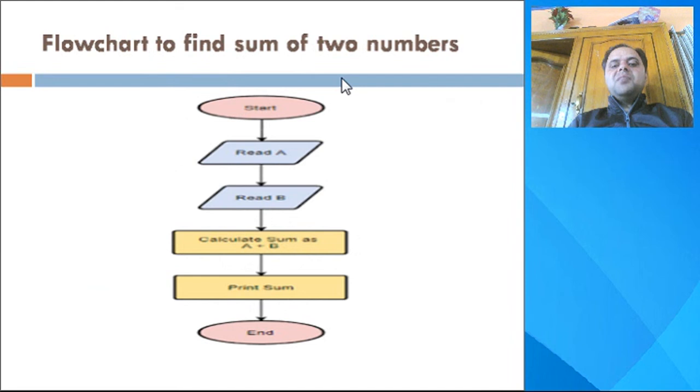Some examples of flowcharts. For example, we have to add two numbers. So this is start. We have to input a, we have to input b, we have to calculate the sum a plus b, and we will print the sum and end. This is the flowchart for the sum of two numbers.